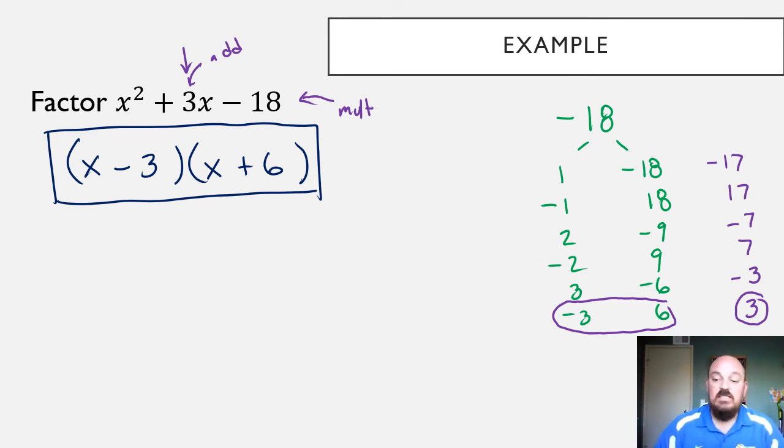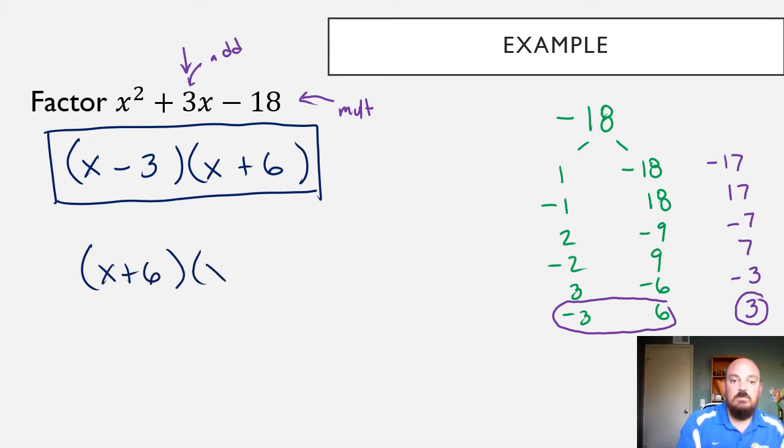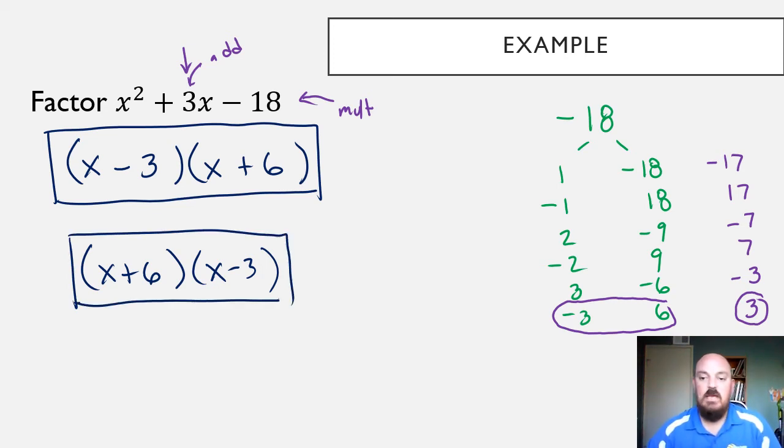One thing I want to mention, it doesn't matter what order you put them in. If you wrote the x plus 6 first and the x minus 3 second, that's fine. That's still the correct answer. As long as you have the right factors, it doesn't matter what order they are in. That's like saying, what's the difference between 2 times 3 and 3 times 2? It doesn't matter. The answer is 6 either way. Same thing here. X minus 3 times x plus 6 is the same as x plus 6 times x minus 3.